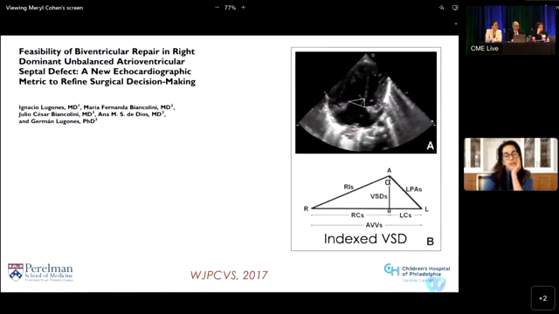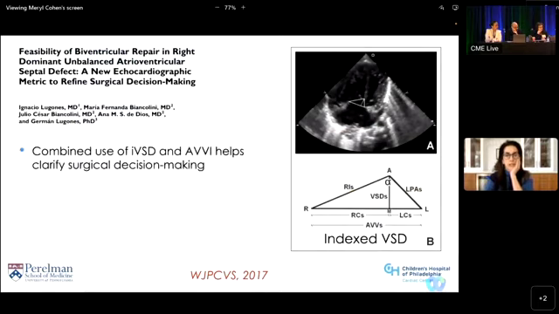And others have looked at this in a different way as well. The group in Argentina, which has done some really nice work, came up with this index VSD, which is very similar to the angle that I just described to you.